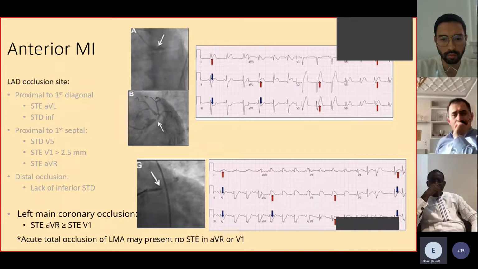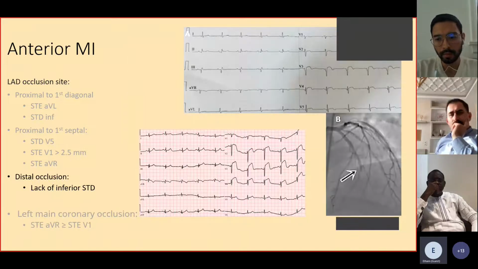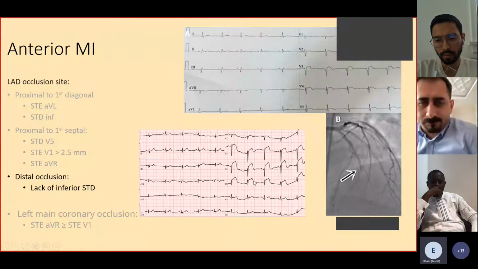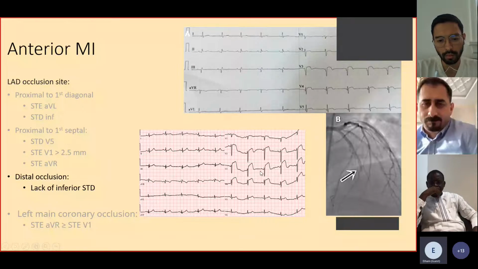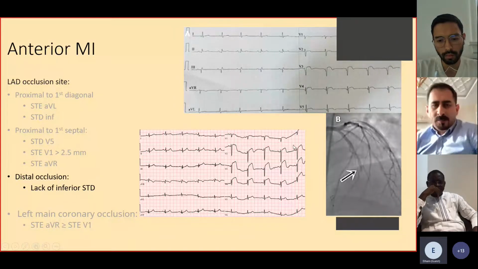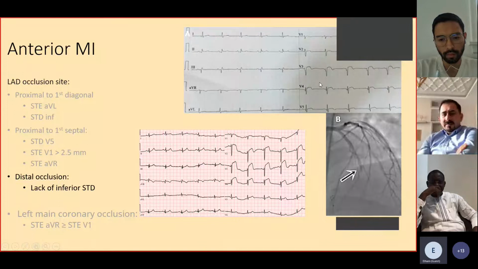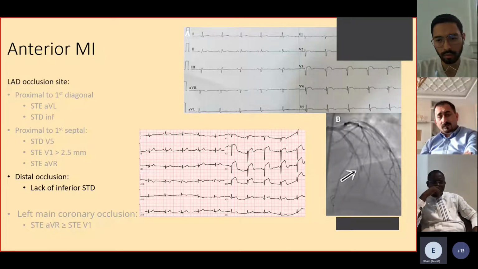If the occlusion of the left anterior descending artery is not before these main branches, and it's in the mid to distal portion, after all the main dominant diagonal and septal branches, we simply see just at least 2 contiguous precordial leads with ST elevation, as we talked about in the anterior MI.